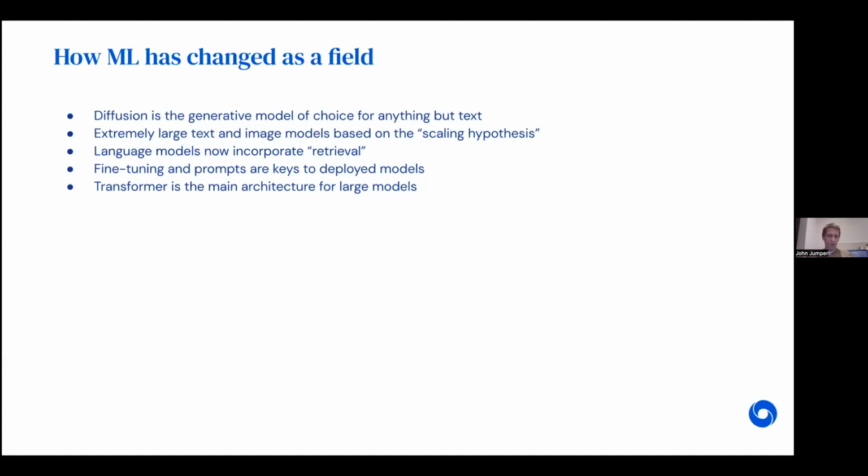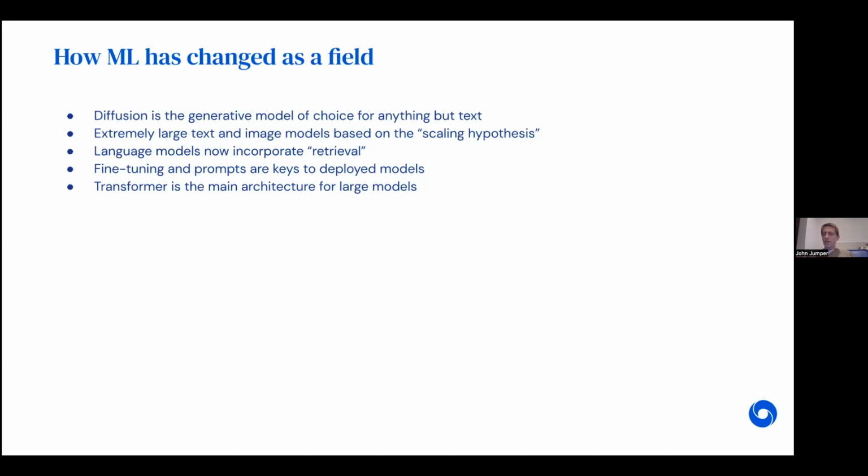And so, how ML has changed in the field, and I really mean especially in the last year, but over the last couple of years. There's been a very big shift in even what people work on and what's seen as current. The two big shifts have been in the field of what's called generative modeling, how you get deep learning models to produce things like text, images, etc. And it's been driven in two ways.